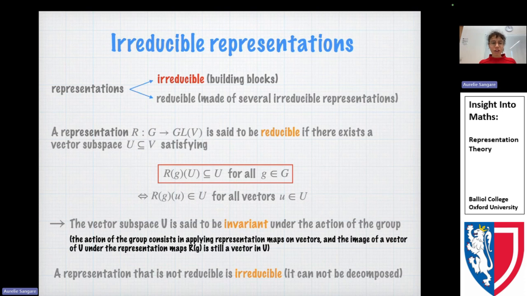And if such a U exists, we say that it is invariant under the action of the group. Because remember, the action of the group on the vector space consists in applying the linear maps R of G on the vectors in the vector space. And here, when you apply the representation maps R of G on the vectors in your vector subspace U, you still get a vector in U. So the vector subspace U is invariant under the action of the group. And kind of by default, an irreducible representation is just defined as a representation that is not reducible. So it can't be decomposed.